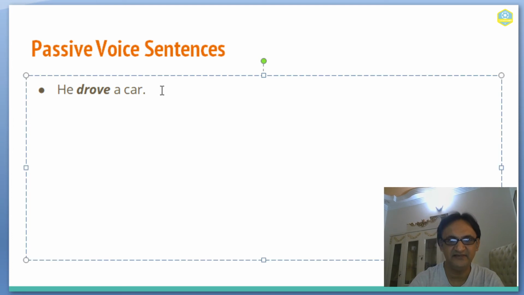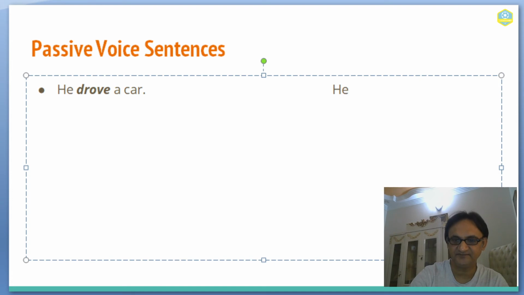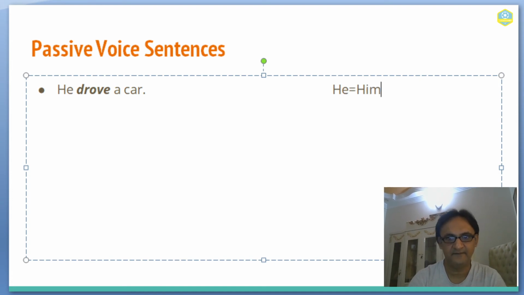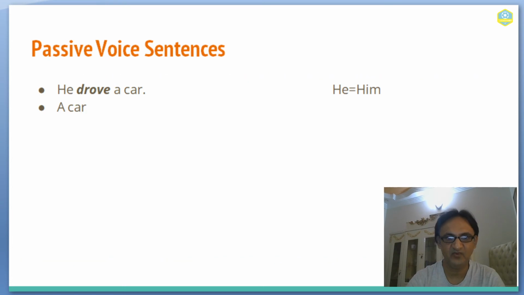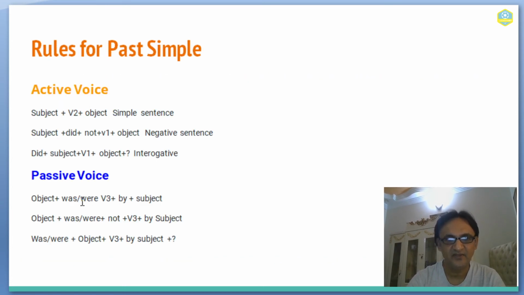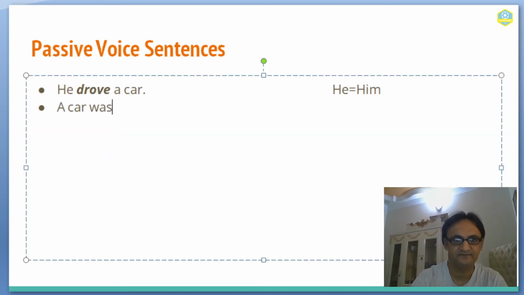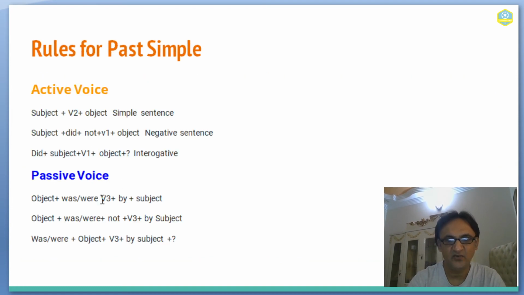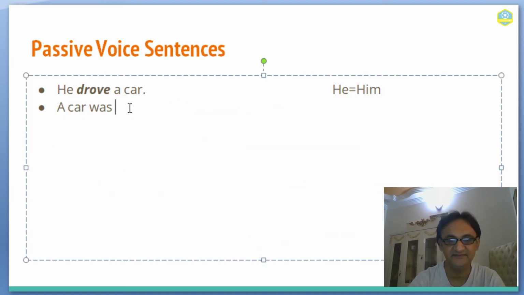I'm giving you an example here. You can refer to my previous lesson. He will be changed to him. So subject, a car. This is the first thing. What else? This is the helping verb. A car was, right? It's singular. Let's check. Was, verb's third form. We'll go here. Third form: drive, drove, and driven. A car was driven.